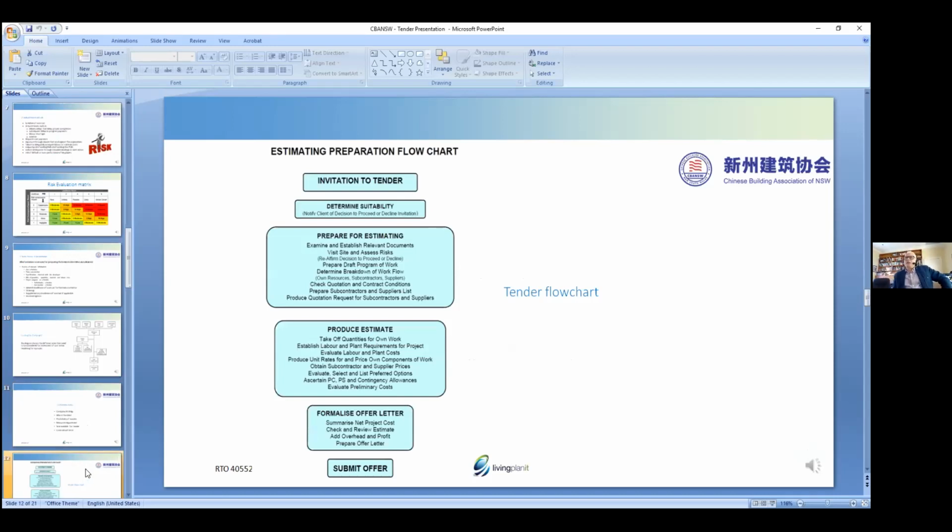So this is the process of estimating. Okay, so you get an invite to tender, you determine whether you want to proceed with it or not, and then you go through the preparation of creating the tender. Are all the documents there? Look at the site. Who are your contractors, suppliers? Get all the pricing you need. Okay, and then produce your estimate. Get a formal letter, submit it. Okay, very simple process.